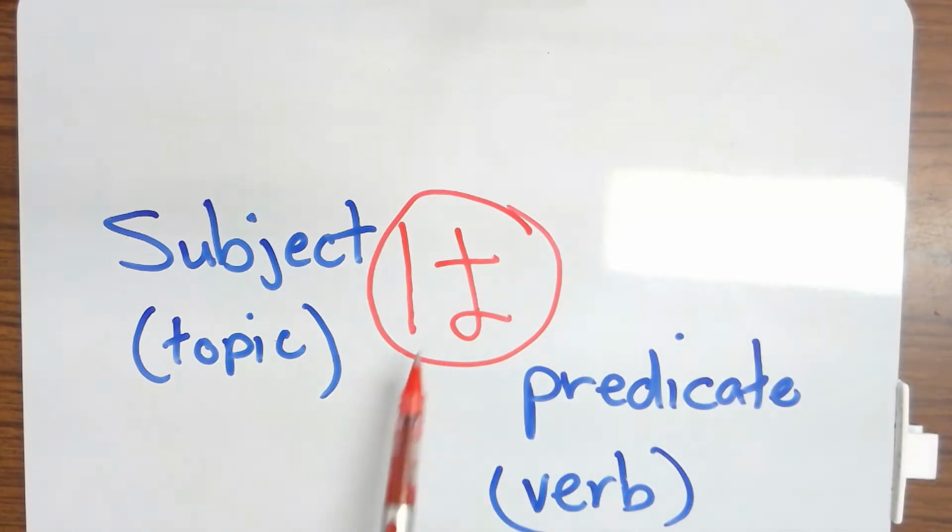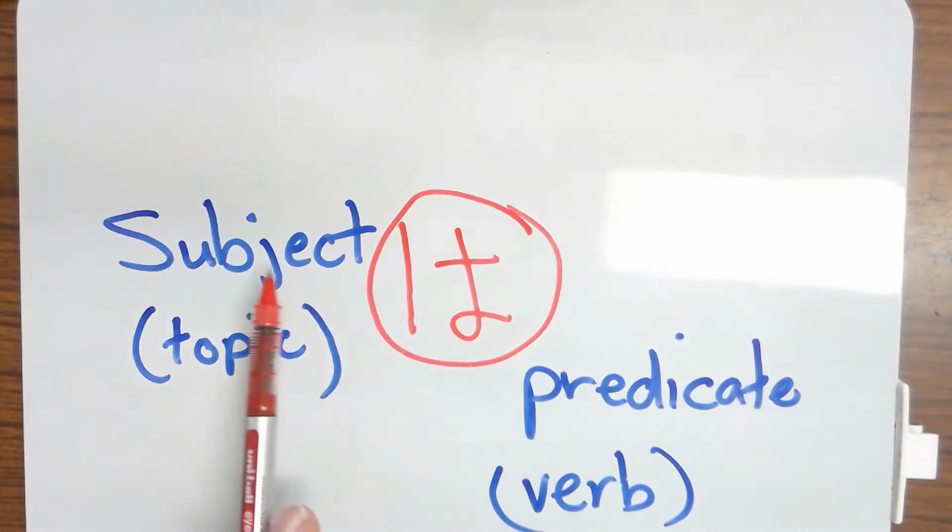Now in Japanese, the subject is always marked by the particle wa. The particle wa always tells you that the word before it is the subject of the sentence or the topic of the sentence. Pretty basic stuff. Let's have a look at how it actually works in Japanese.